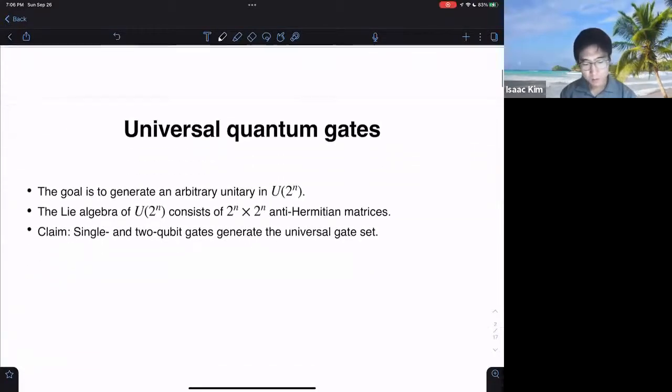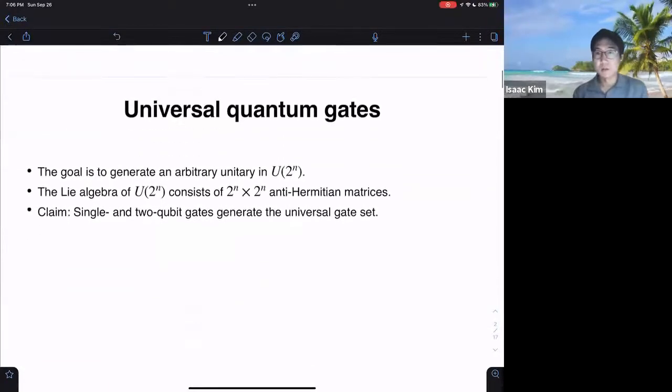Okay, so in the classical world, I told you that there are these NAND gates, and I said they are universal. And what I meant by that was that any classical computation can be broken down into a sequence of NAND gates. So anything that you want to do, you can write down a sequence of NAND gates and express it that way.